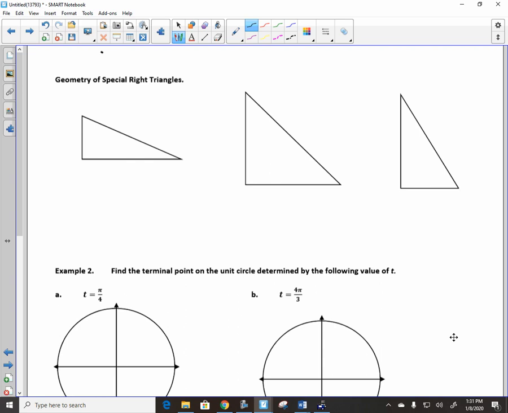Very good. There you go. Special triangles, a 30, 60, 90.